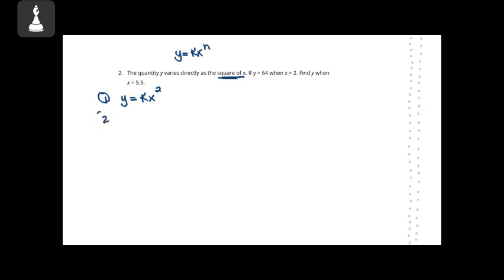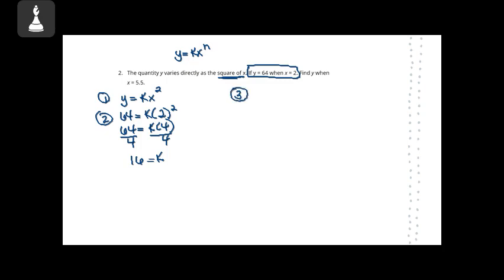Step 2, we're going to plug in our given x and y to find k. So 64 equals k times 2 squared. 64 equals k times 4, so then we're going to divide by 4 and get k equals 16. That means our equation for this relationship is y equals 16x squared.